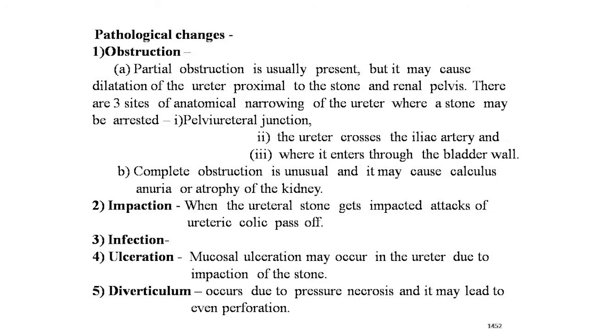Fifth is diverticulum. A diverticulum in the wall of the ureter may occur when the stone gets impacted and ulcerates the epithelium of the ureter. A diverticulum occurs due to pressure necrosis, and it may even lead to perforation with extravasation of urine, which is extremely rare. With the formation of a diverticulum, pain totally goes off, with the false belief of the patient that the stone has passed away. This is a mimic.